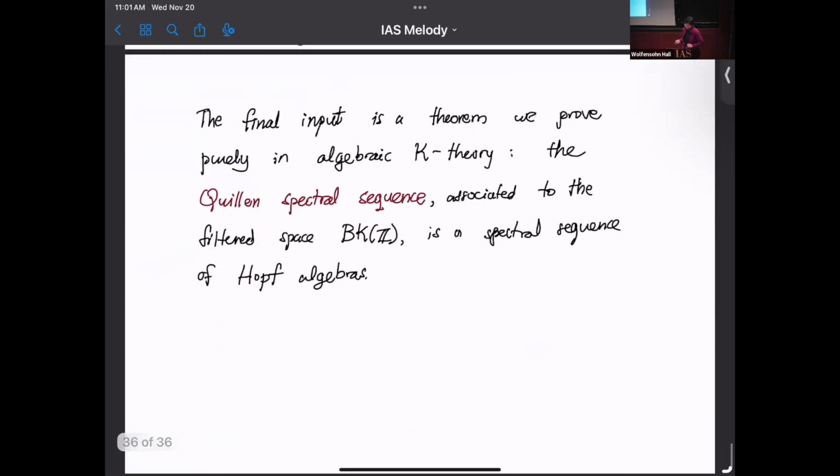So the final input to our theorems on AG is a theorem that is proved purely in algebraic K-theory, and I'm glad for my collaborators to teach me this stuff: the Quillen spectral sequence, which is by definition the spectral sequence associated to the filtered space BKZ mentioned a couple of slides ago, is a spectral sequence of Hopf algebras. This is not related to AG on the face of it. It's purely an algebraic K-theory theorem, but roughly speaking, through the material of the previous slides, we're able to relate the Hopf algebraic structure on this spectral sequence with a Hopf algebraic structure on AG.